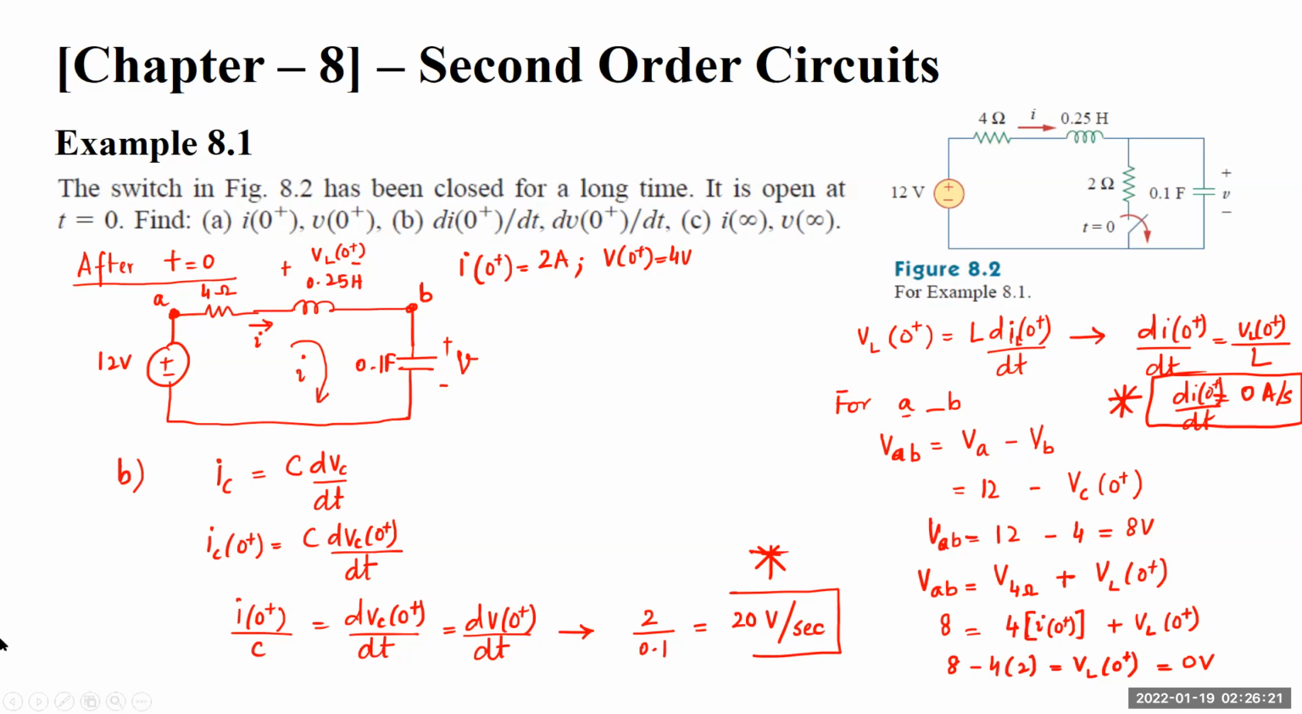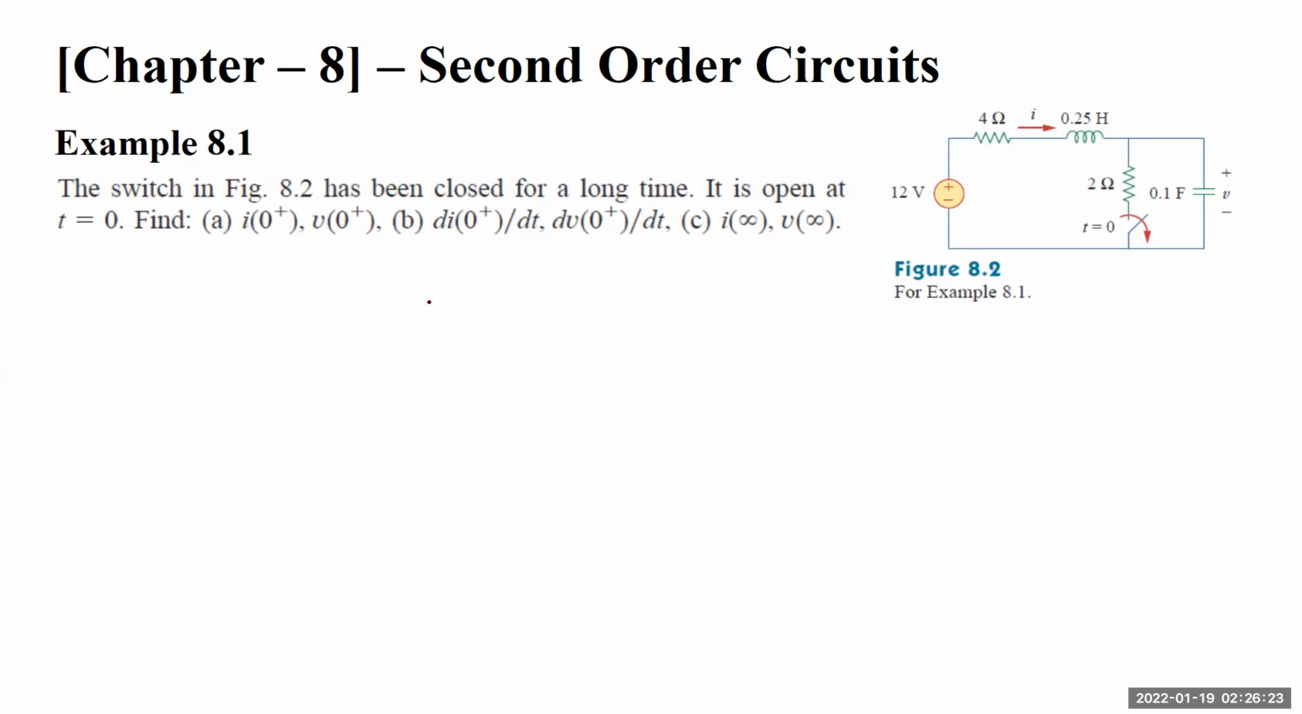So now moving to part C. Part C says to find I at infinity and V at infinity. Once the switch is thrown, at t equals infinity, how will the circuit behave? The circuit after switch throwing will be something like this.